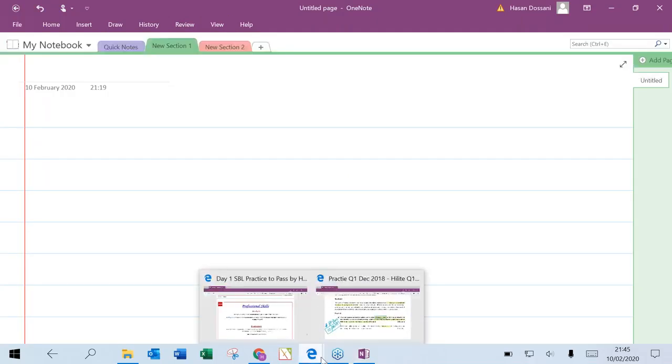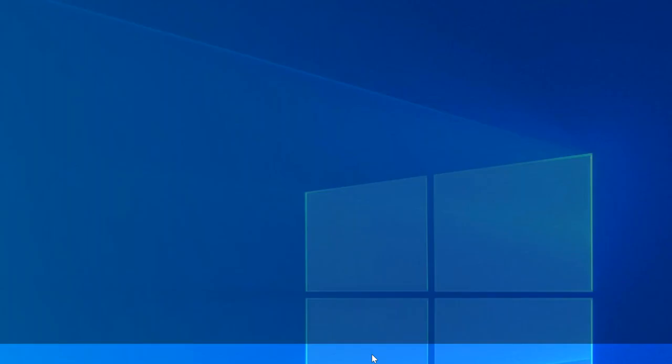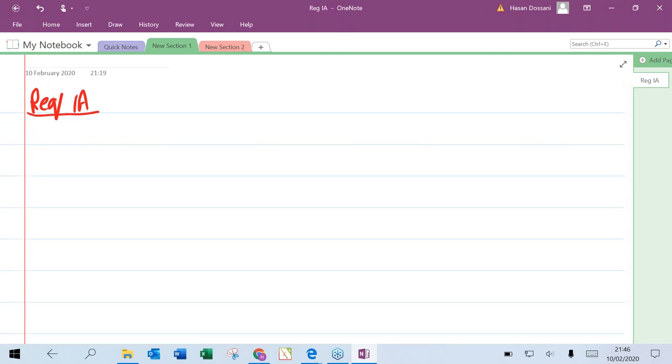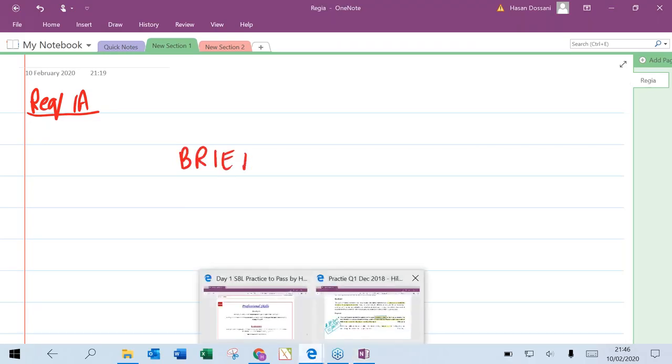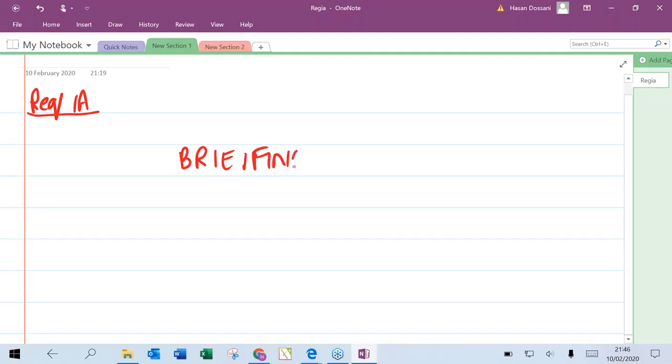First of all, now let's focus on the format. So it's briefing notes. Okay. So I would mention requirement number 1A, and then on the center of the page I would give in caps, okay, a broad central heading.